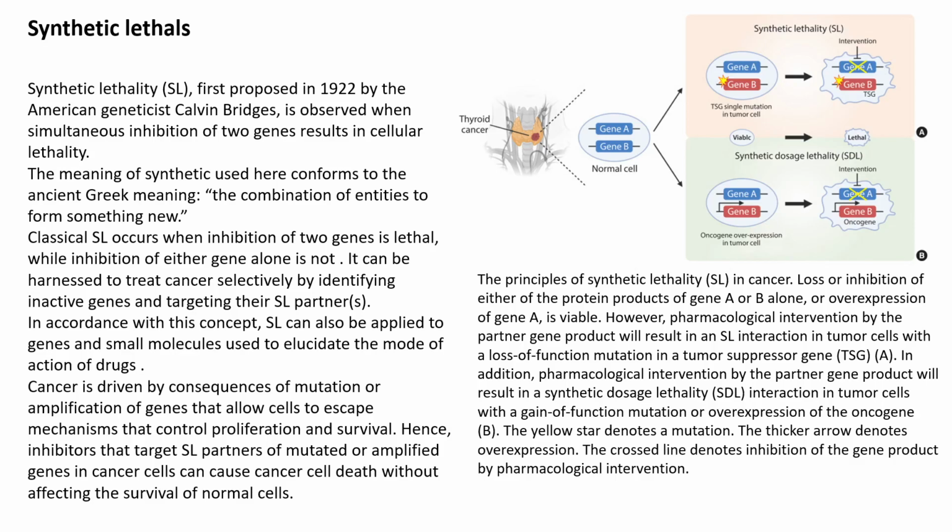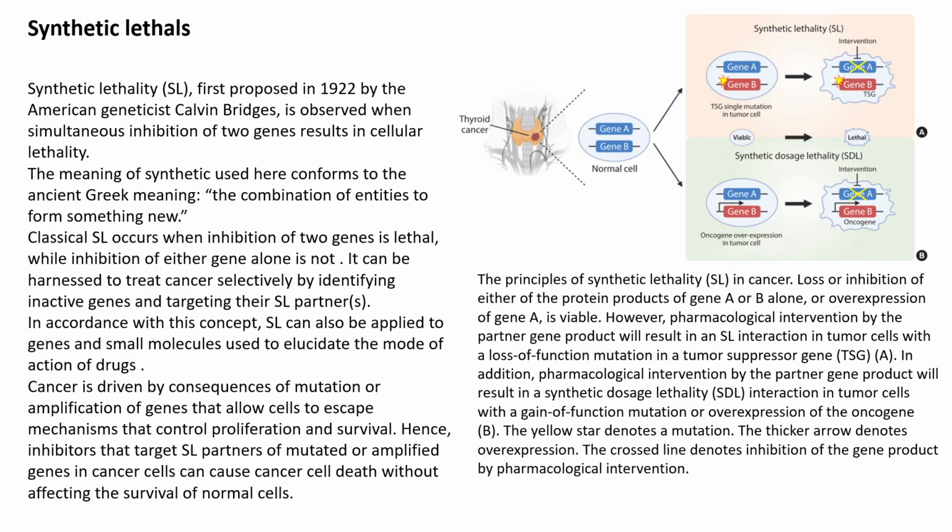Now cancer is driven by consequences of mutation or amplification of genes that allow cells to escape mechanisms that control proliferation and survival. Hence, inhibitors that target synthetic lethal partners of mutated or amplified genes in cancer cells can cause cancer cell death without affecting the survival of normal cells. So for mutated or amplified genes in cancer, like cell cycle control genes or other genes, if you find the synthetic lethal partners of those, you can knock both of them out, thus killing the cell altogether.